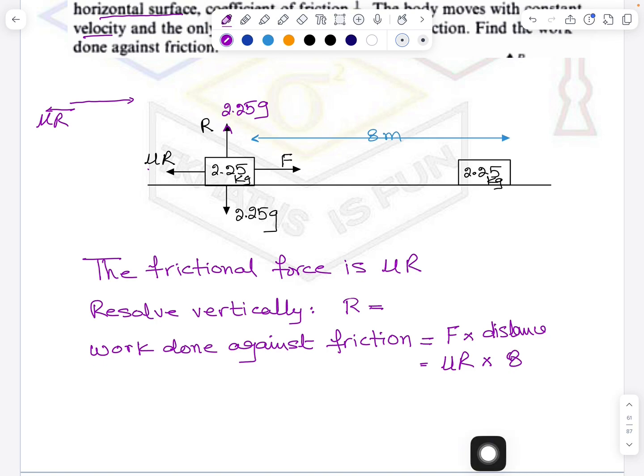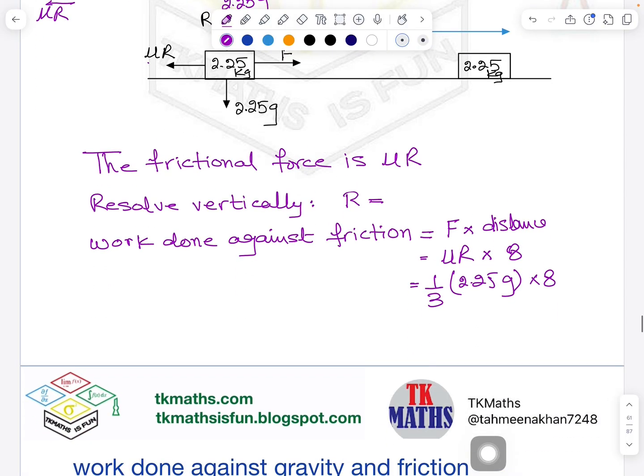And mu is given to us as 1 over 3. R will be equal to 2.25 g into it. Now please pick up the calculator. Let me do this calculation. Okay, so it is coming 58.8 joules. So work done against friction is 58.8.